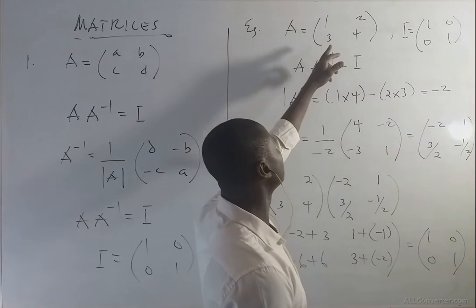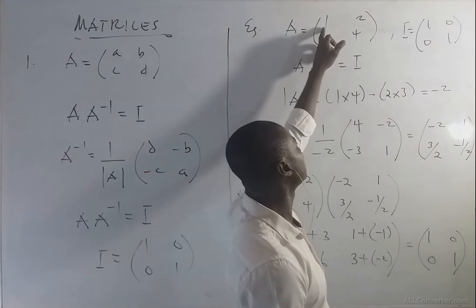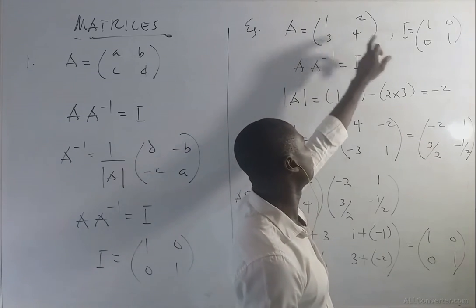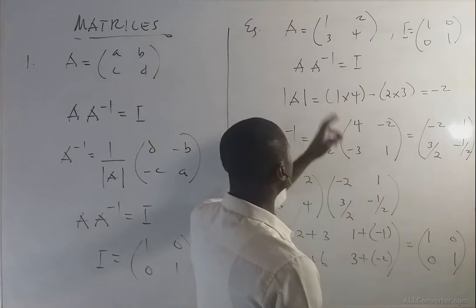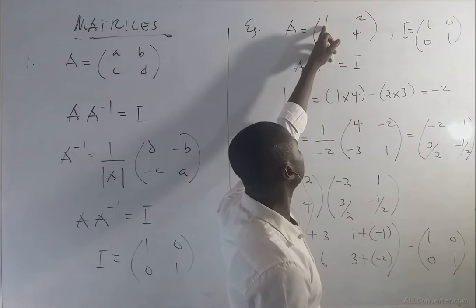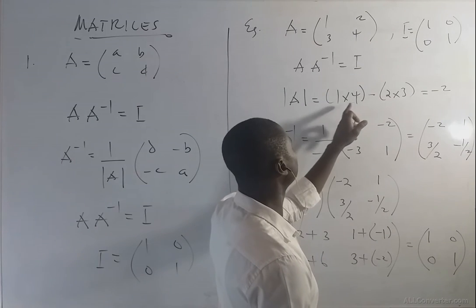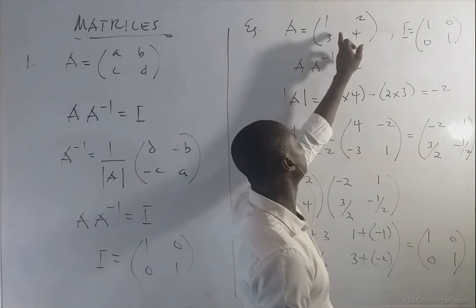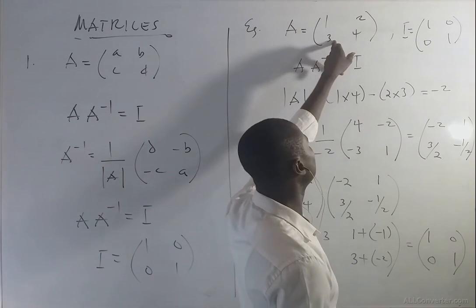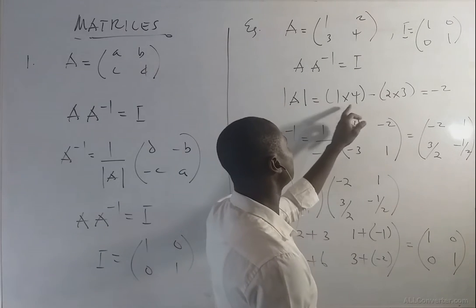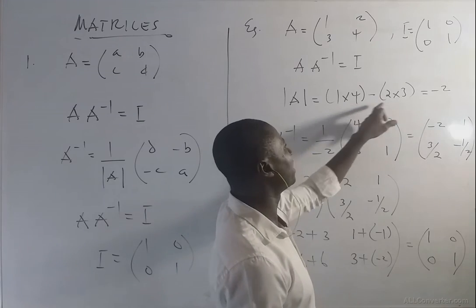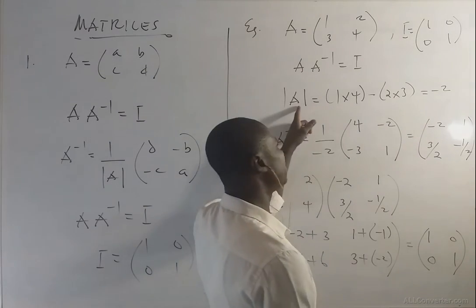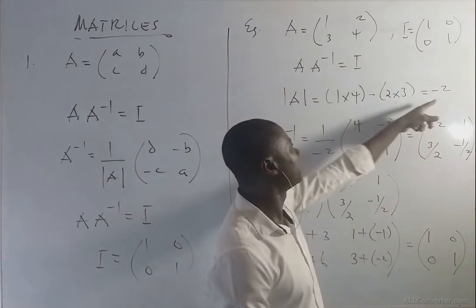Now this is the matrix: 1, 2, 3, 4. The first element, second element, third element, and the fourth element. And so if you want to find the determinant, you multiply the first element by the fourth element. So we have 1 times 4 minus the second element times the third element. That is 2 times 3. So 1 times 4 will give us 4. Then 2 times 3 will give us 6. So 4 minus 6 will give us minus 2. So the determinant of the matrix A is minus 2.